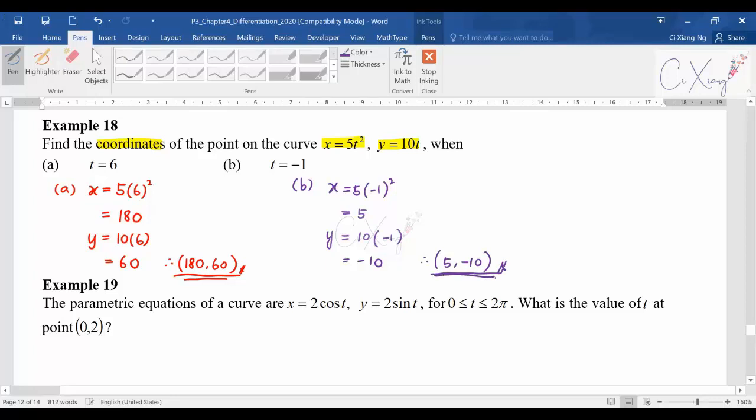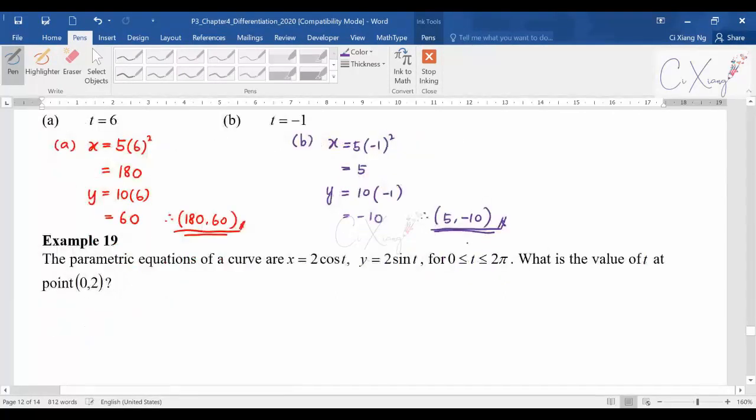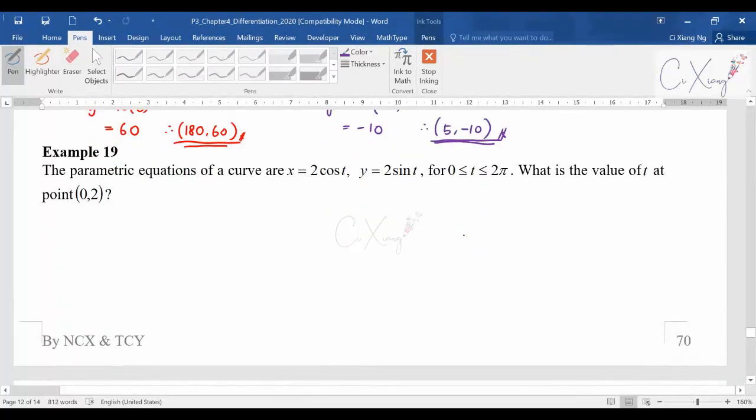So this is a simple definition of the parametric equation. I hope you know that if you want to find the values of x and y, you need the value of t. Again, t is called the parameter of both x and y. Let's continue with example 19.